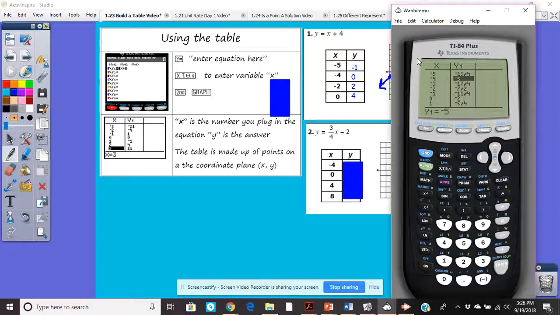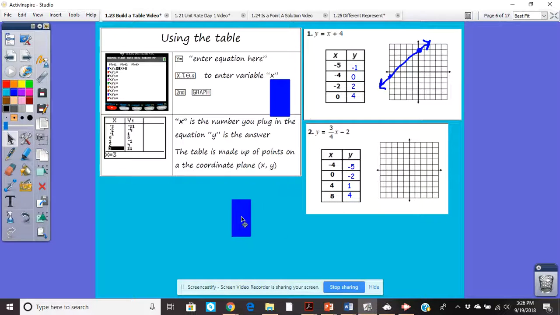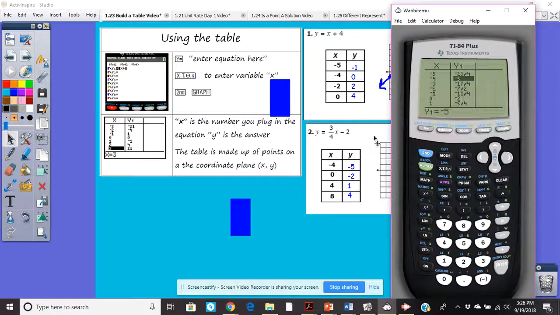So at -4, my y should be -5. Let me pull this down and see if it matches what I've got. So at 0, my y should be -2. So that one's right. And then when x is 4, y should be 1. And where x is 8, y should be 4.